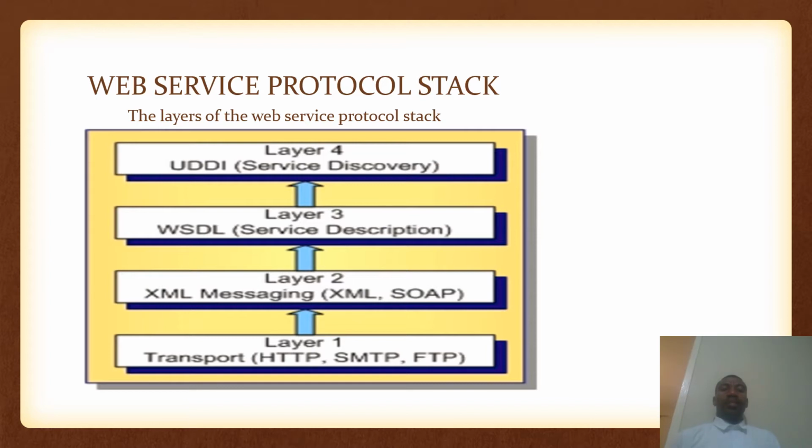The fourth one is layer 4, which is UDDI, and this protocol is the service discovery protocol. The service discovery protocol is basically used for searching or finding the published web service over the internet. UDDI and WSDL work together, and all these protocols use XML format.